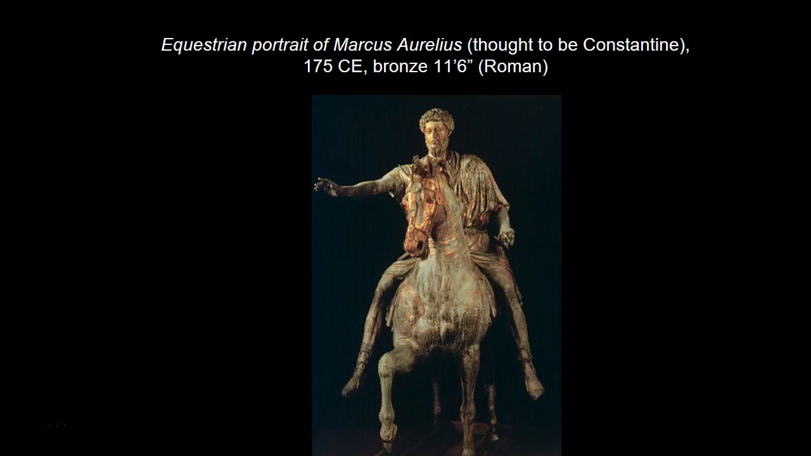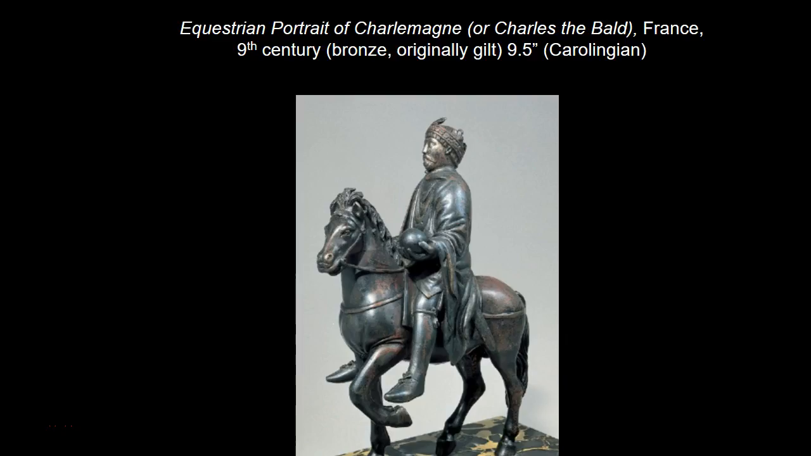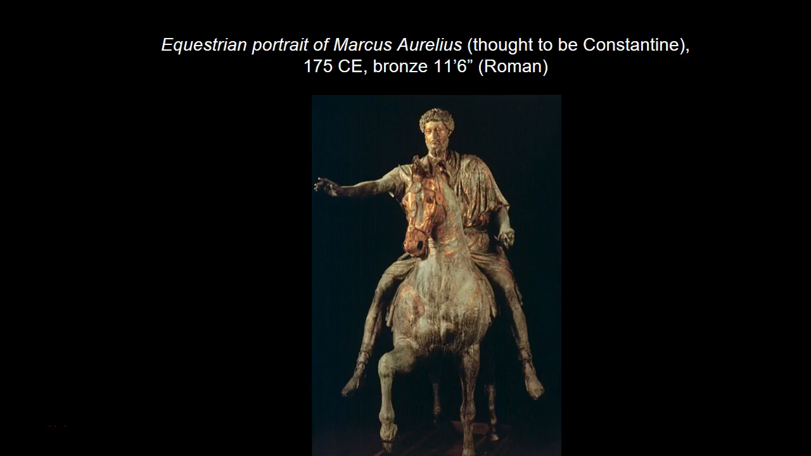Now, I did want to remind you that there is a model for this image too in Roman tradition. We have a surviving example of an equestrian portrait of a Roman emperor, Marcus Aurelius, and notice that Marcus Aurelius too is bronze with gilt. It's no doubt that Charlemagne or Charles the Bald would have been familiar with this statue, and remember, they would have thought it was Constantine at the time.